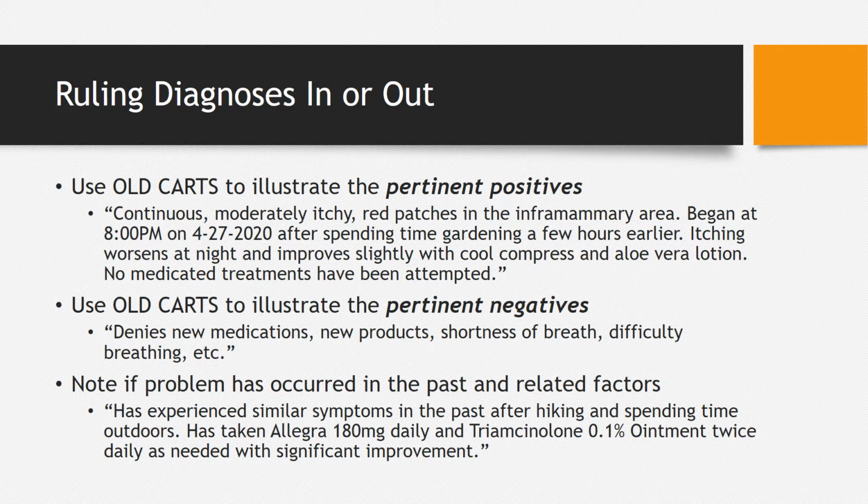You could also use OLD CARTS to illustrate the pertinent negatives, or what the patient is not experiencing. For example, denies new medications, new products, shortness of breath, difficulty breathing. Also note if the problem has occurred in the past and any other related factors. Has experienced similar symptoms in the past after hiking and spending time outdoors. Has taken Allegra 180 milligrams daily and triamcinolone 0.1% ointment twice daily as needed with significant improvement. It is important to try to be as specific as possible.